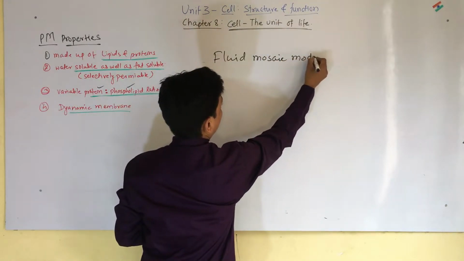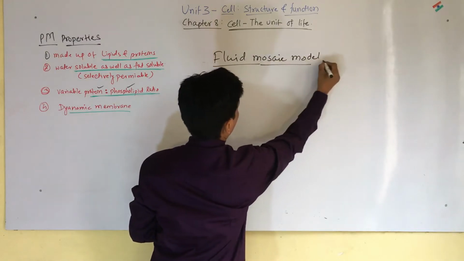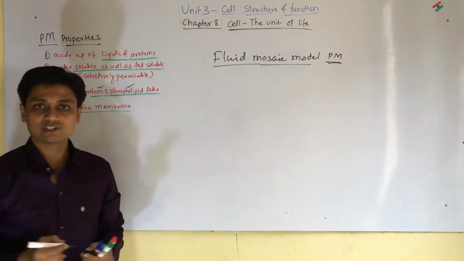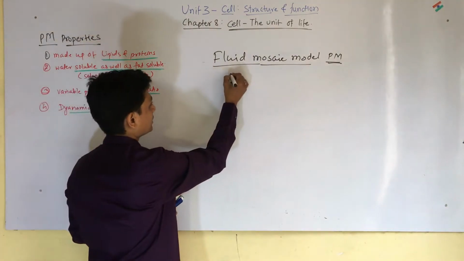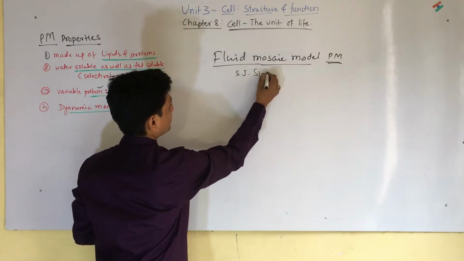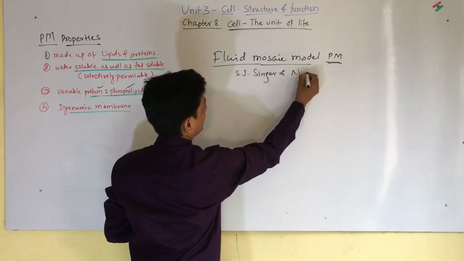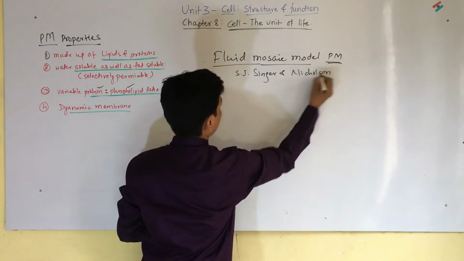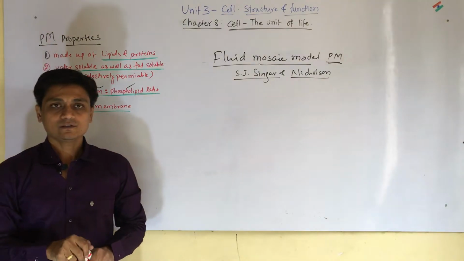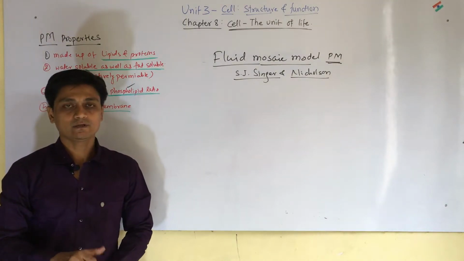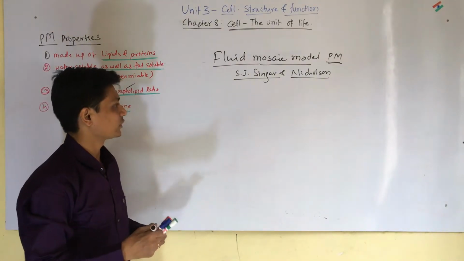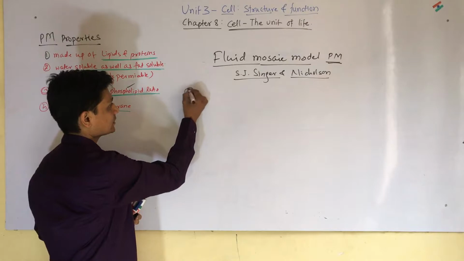Fluid mosaic model of plasma membrane, which is proposed by the scientists S.J. Singer and Nicholson. On the basis of earlier scientists' models, they took some points from them and proposed this fluid mosaic model, and the points are like this.